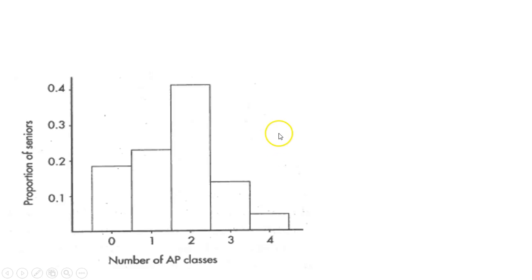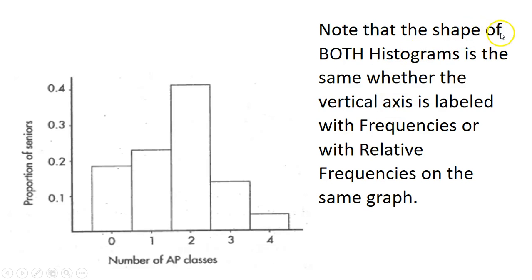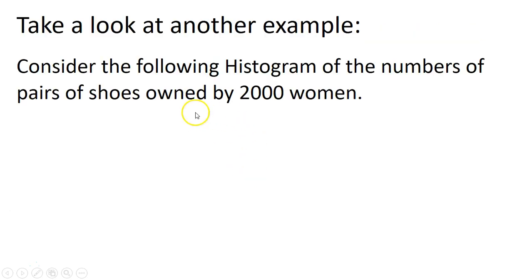It's the number of AP classes, and sometimes you can label them like that. Note that the shape, again, is the same in both histograms. It's the same whether the vertical axis is proportions or actual numbers and counts. Doesn't matter, it's the same. Let's take a look at another example.